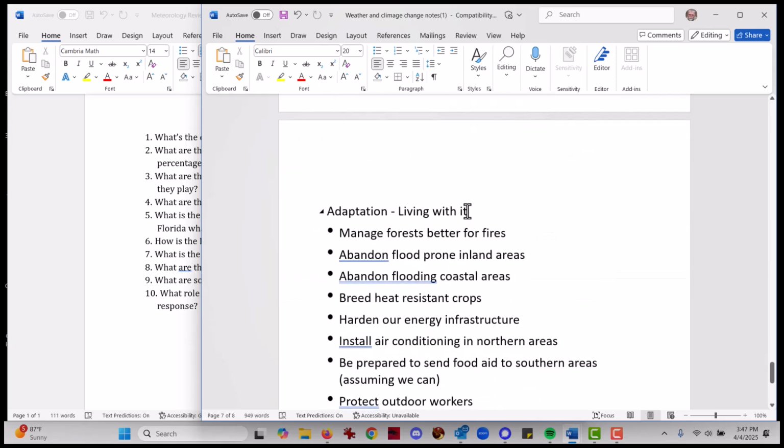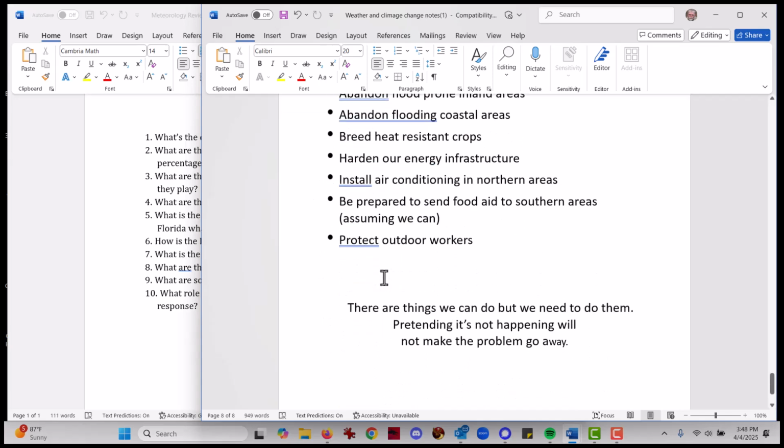And then of course, where we also are is adaptation. We're having to learn to live in a warmer world, and if we do that intelligently with some foresight, it's better than just going around trying to slap band-aids on everything all the time. And so there we are.